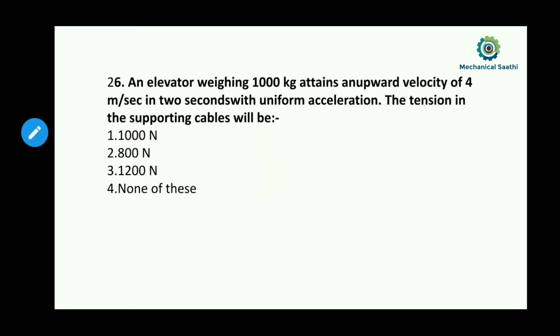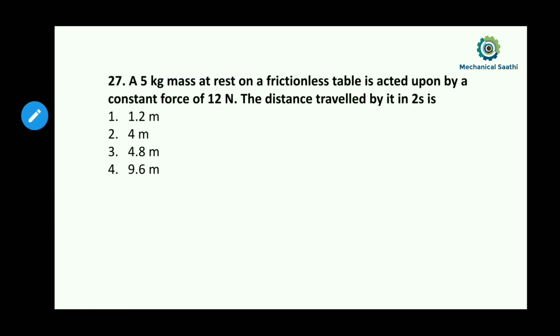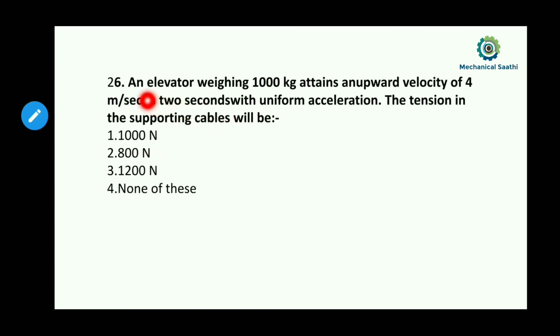Then moving towards the next question, that is question number 26. So let us read it. An elevator weighing 1000 kg attains an upward velocity of 4 meter per second in 2 seconds with uniform acceleration. So there is an elevator whose mass is given as 1000 kg, and it attains an upward velocity of 4 meter per second, and the time is given as 2 seconds.